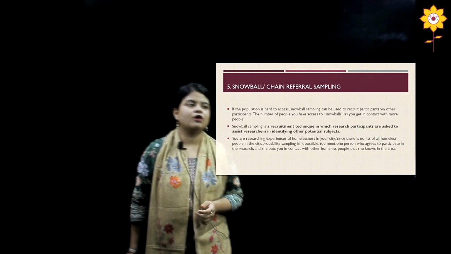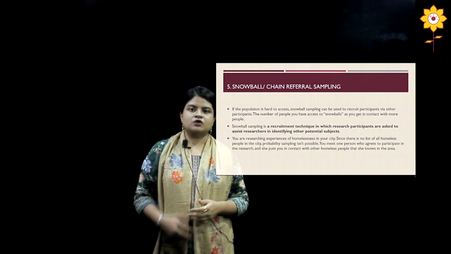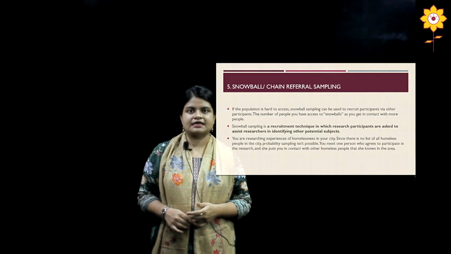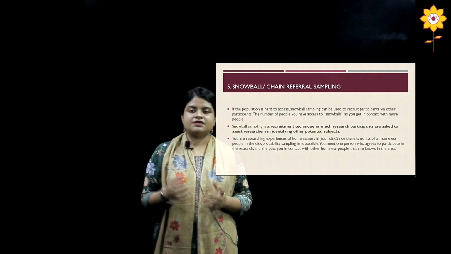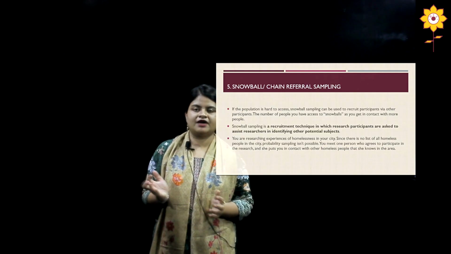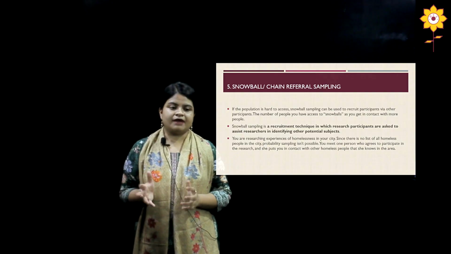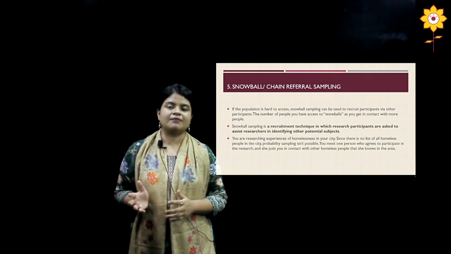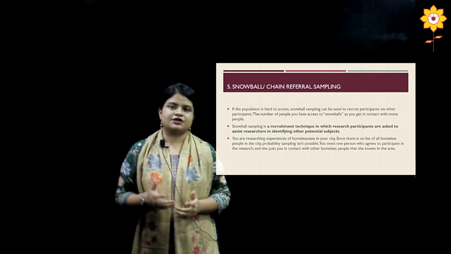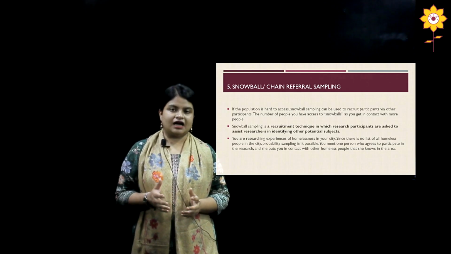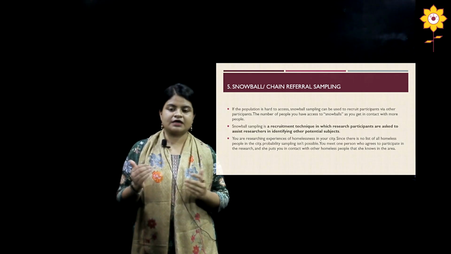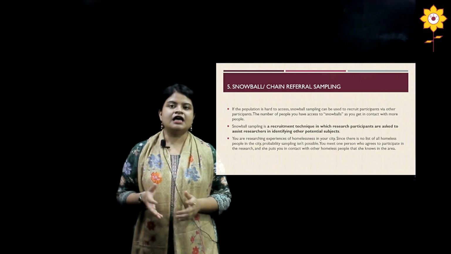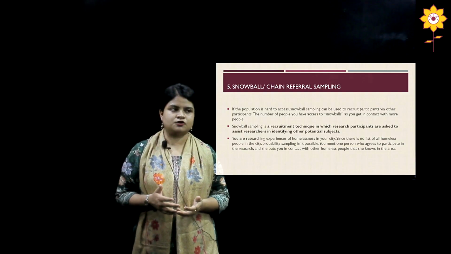Now lastly, snowball or chain referral sampling. Snowball or chain referral sampling is utilized when the researcher is unable to access a population. The researcher has a population from where he can take up the samples, but this particular population doesn't have all the characteristics which match the requirements of his research study. So what can the researcher do? The researcher will have to derive the sample. To search for the sample from a population which is not suitable for the research study, the researcher will have to go to further lengths.